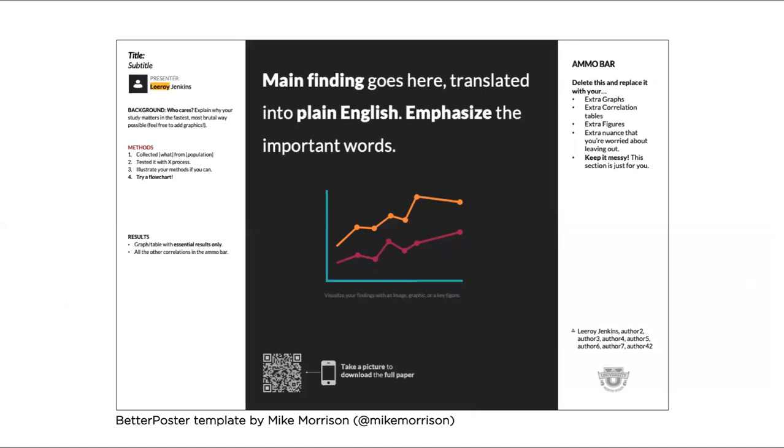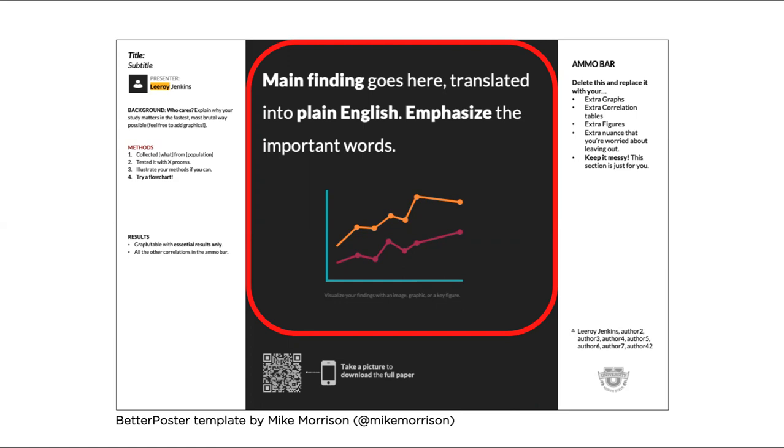One way we can make sure the headline stands out more is by simply creating more space for it. One example of how we can do this is the Better Poster template that was created by Mike Morrison. Here, we devote a large chunk of our poster to the main finding. This strategy is simple, yet it helps to visually communicate to our audience that they should pay extra attention to these words.